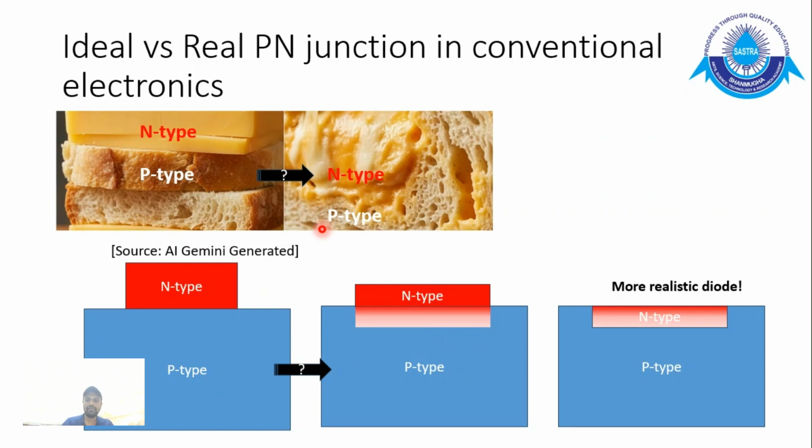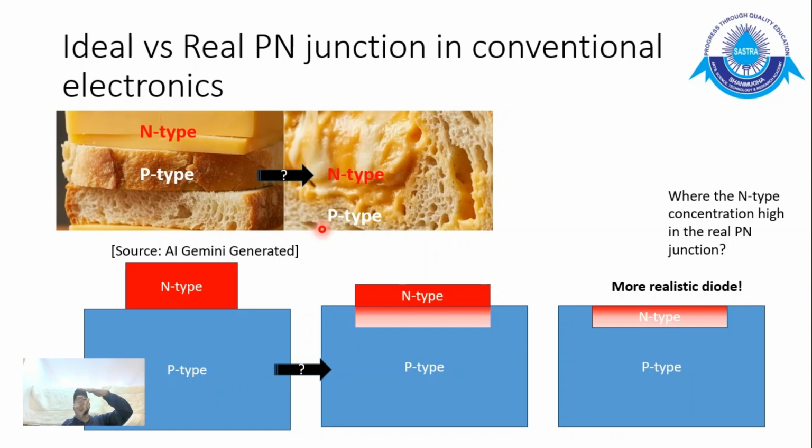And now what we saw in the previous slide is the profile. How was a dopant distributed? Okay, now tell me where the n-type dopant concentration will be very high in the p-n junction, in the realistic p-n junction. Or maybe the other way: you have cheese, you have a bread, you're heating it. Where will you find the cheesy part of the bread?